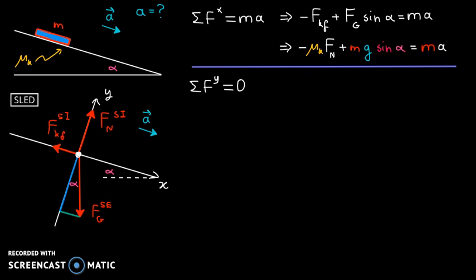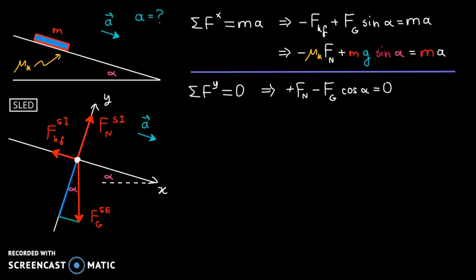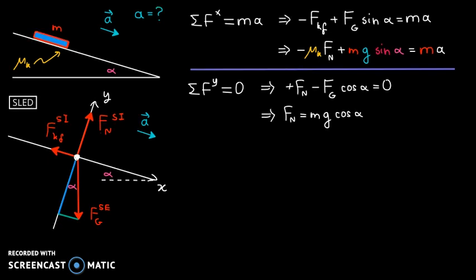Let's combine all these. Here's what we get. F normal minus Fg cosine alpha equals 0. In the next step, I'm going to isolate F normal, right? Because that's what we're trying to do. We're trying to come up with an expression for F normal so that we can eliminate it from the previous equation. So I'm going to isolate F normal. I will also substitute m times g for F sub g because that's the defining equation for F sub g. And here's what I get for F normal. F normal equals mg cosine alpha.